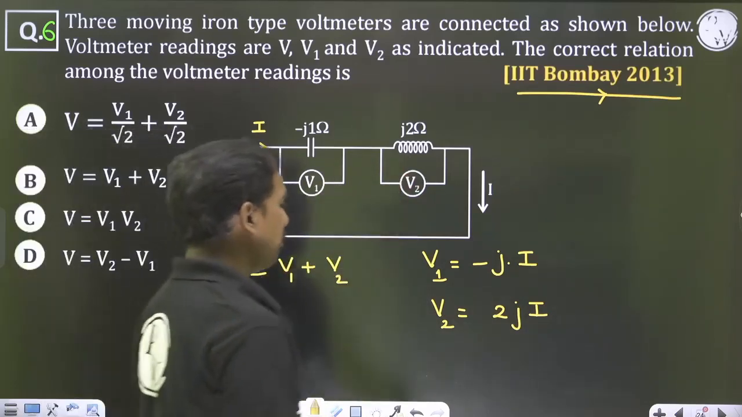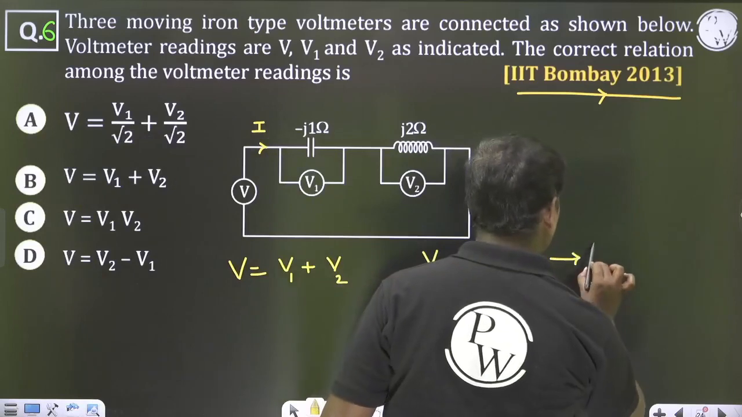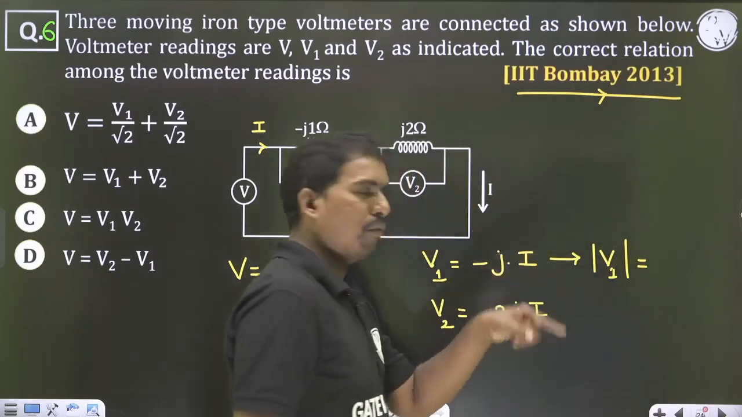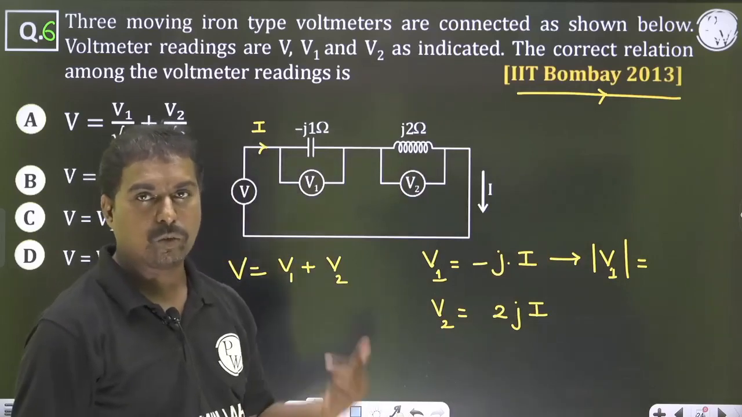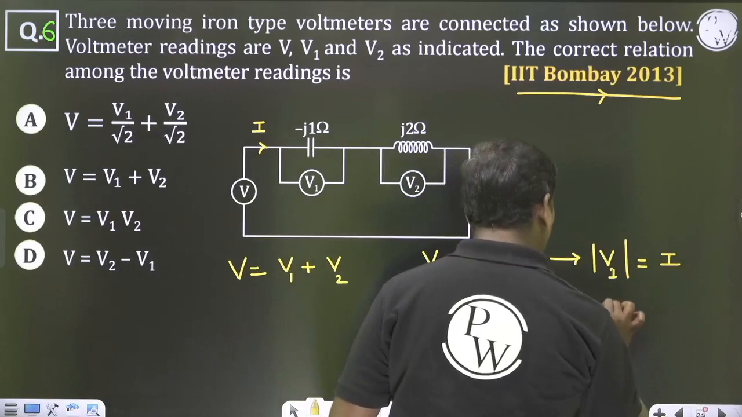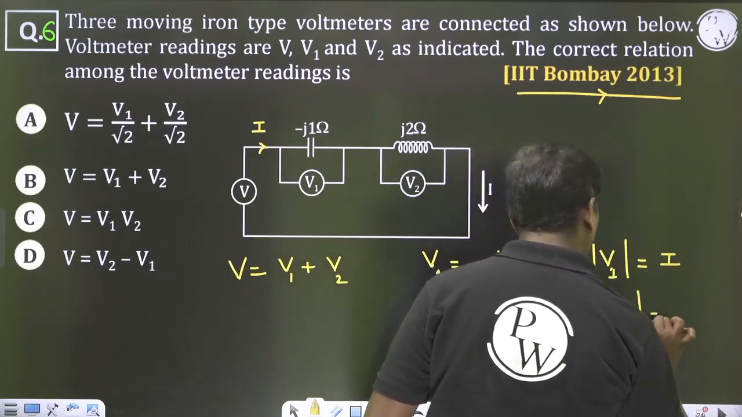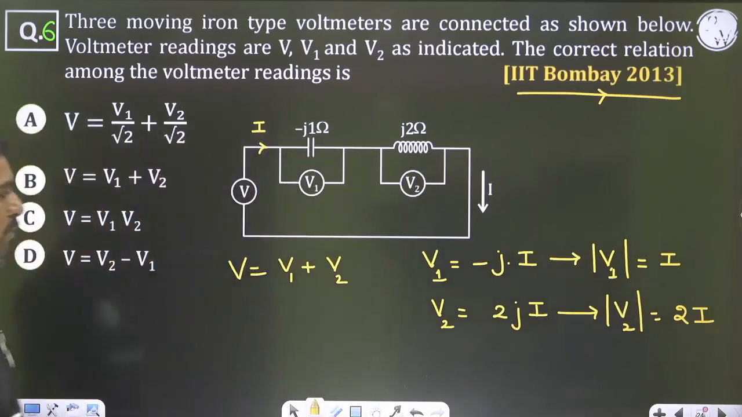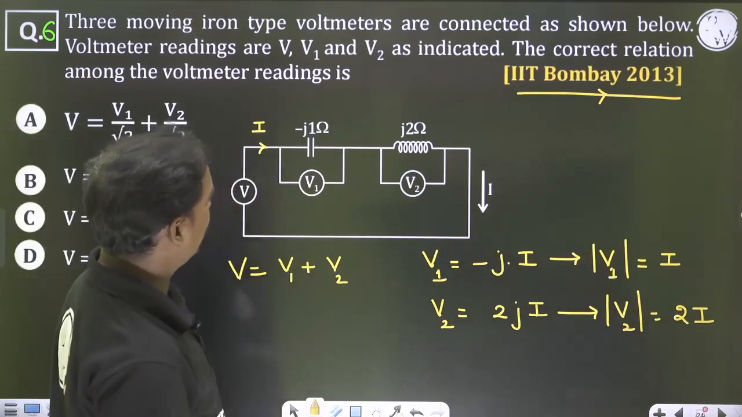Okay, so if you take the magnitude of V1, the magnitude of V1 is equal to what? Square root of I square J square, so it will be I. And if you take the magnitude of V2, how much will it be? 2I. Okay, so V1, V2. And we know that V is equal to, what is V?